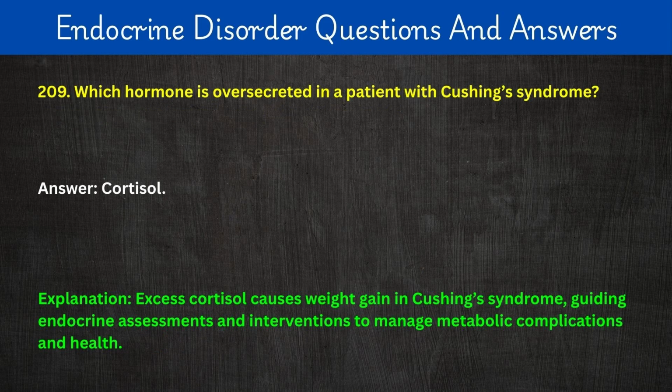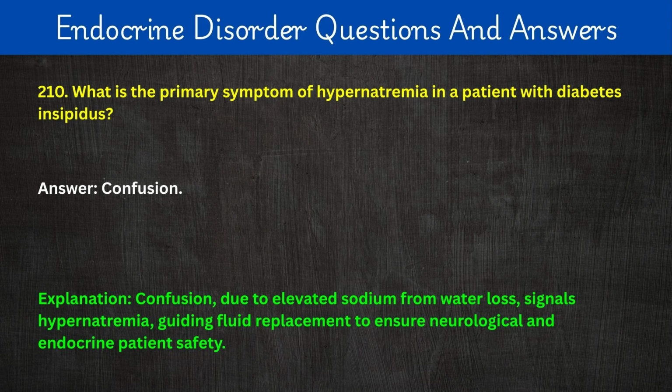209. Which hormone is oversecreted in a patient with Cushing syndrome? Answer: cortisol. Explanation: excess cortisol causes weight gain in Cushing syndrome, guiding endocrine assessments and interventions to manage metabolic complications and health.